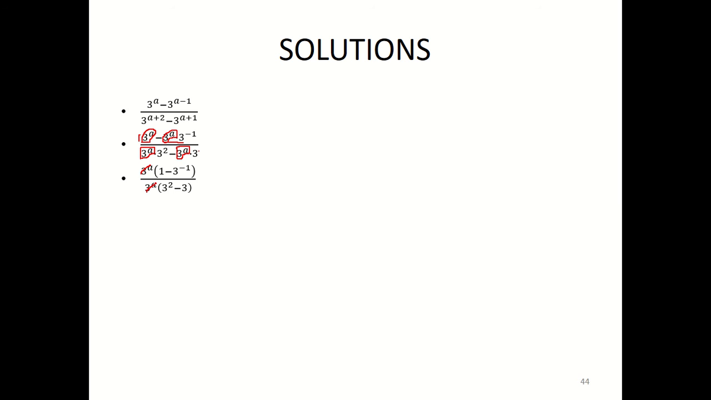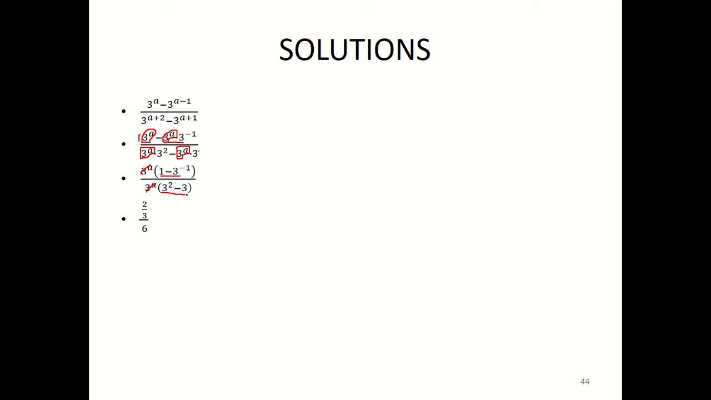Now that I've taken them out, note that I will be left with one term in the numerator and one term in the denominator, which allows me to cross out. Okay, hence I crossed out 3 to the exponent of a with 3 to the exponent of a. In brackets, simplify this. It will give you 2 over 3. Simplify that, it will give you 6.